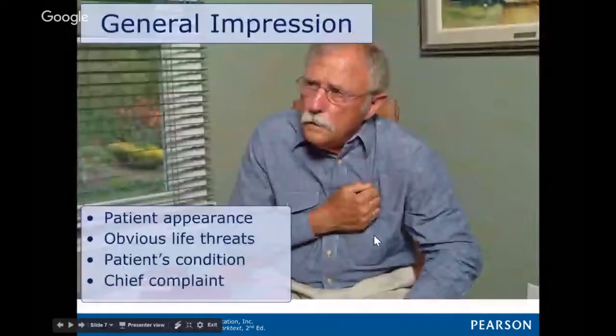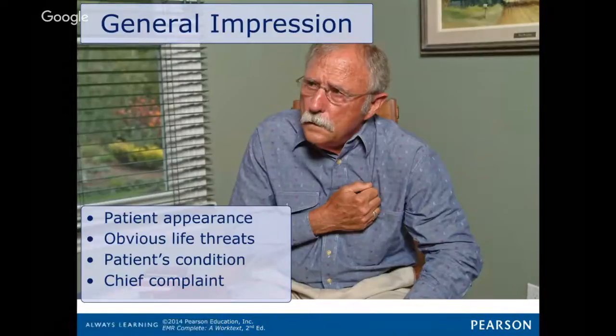So eight components of the primary assessment: the general impression, the patient's appearance, obvious life threats, patient's condition, and chief complaint. So our patient appearance, right now we're looking at him. They didn't tell us what his appearance was, but if he's talking to us, he probably still has decent mentation. So, any obvious life threats? Our chainsaw guy, his obvious life threat is this deep cut in his leg.